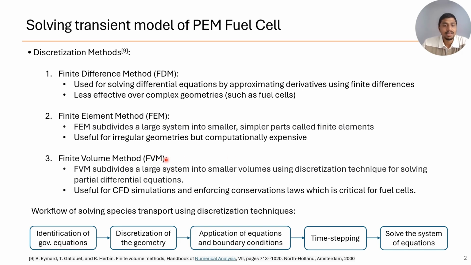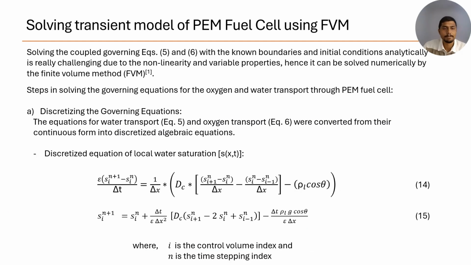Generally, the workflow of solving species transport using discretization techniques are: first you identify the governing equations, then discretize the geometry, then apply the equations and boundary conditions of the system, then perform the time stepping actions, and then iteratively solve the whole set of equations. But analytically solving coupled governing equations, even with known boundaries and initial conditions, is quite challenging. That is due to the nonlinearity and the variable properties that are involved. Hence, we have to solve it numerically using finite volume method.